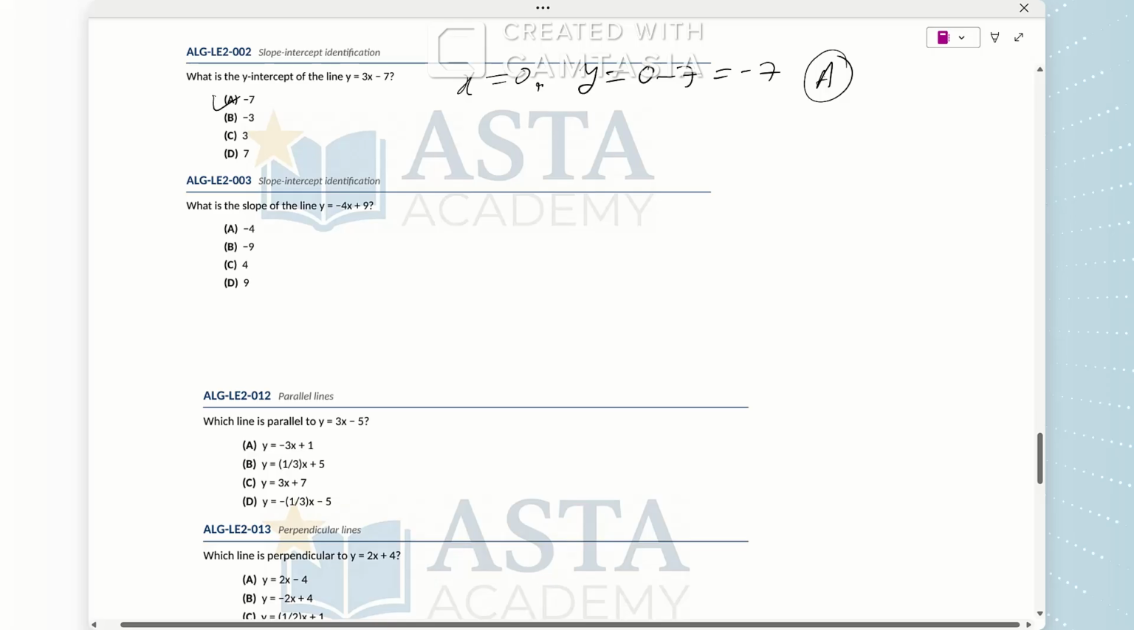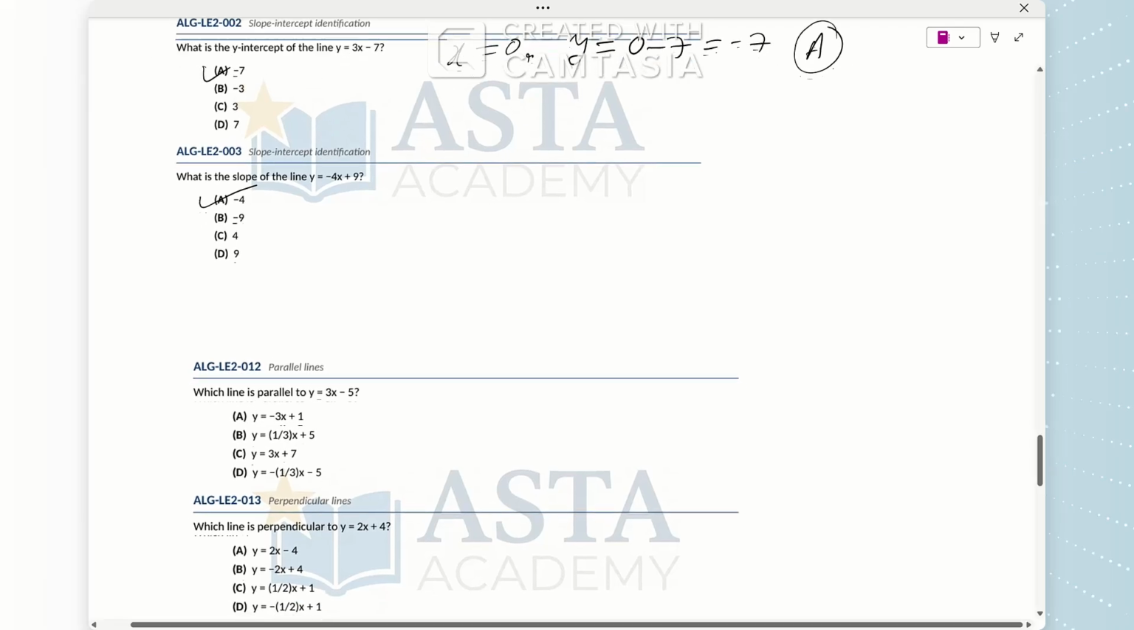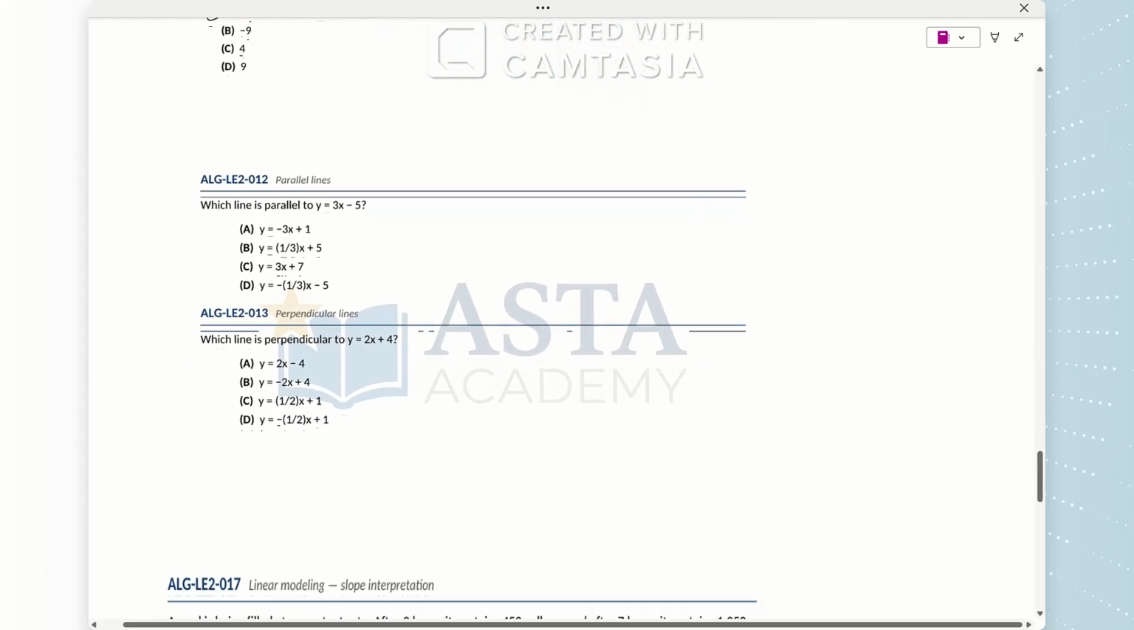Second question, if you look at it, it says what is the slope of the line y is equal to minus 4x plus 9? So this is a very easy question. It is asking you to identify what is the intercept and what is the slope. So the coefficient of x is actually the slope. So you can directly say that the slope is equal to minus 4. So the answer is going to be A. This should not take you more than 5 seconds. Come to the next question.